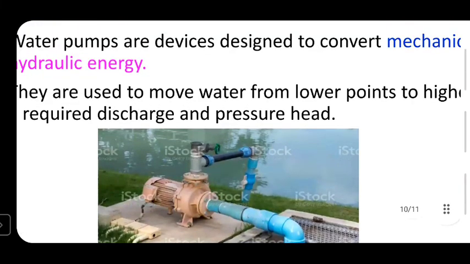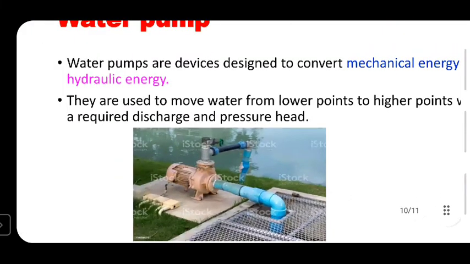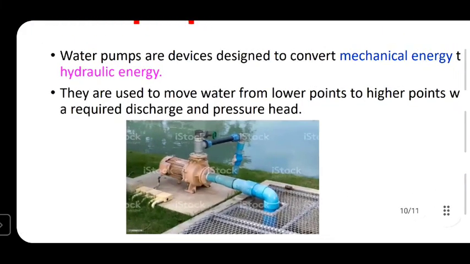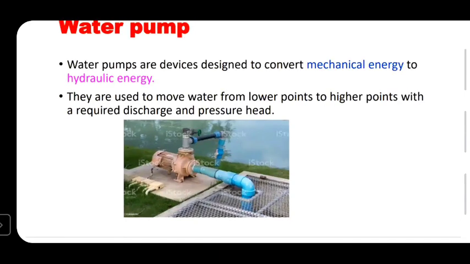Now what happens in case of a water pump? Water pumps are devices designed to convert mechanical energy to hydraulic energy. Write down: the water pumps are devices designed to convert mechanical energy to hydraulic energy. Actually, they are used to move the water from a lower point to a higher point with a required discharge and pressure head. Now, what is discharge?